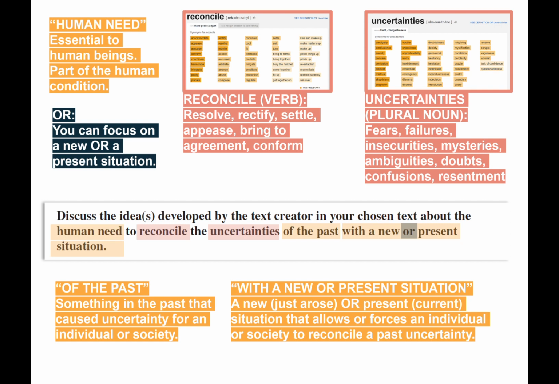Lastly, I highlighted with a new or present situation. With a new or present situation tells me that I can focus on a new, as in a situation that just arose, or a present, as in a situation that currently is happening, that allows or maybe even forces an individual or society to reconcile a past uncertainty.